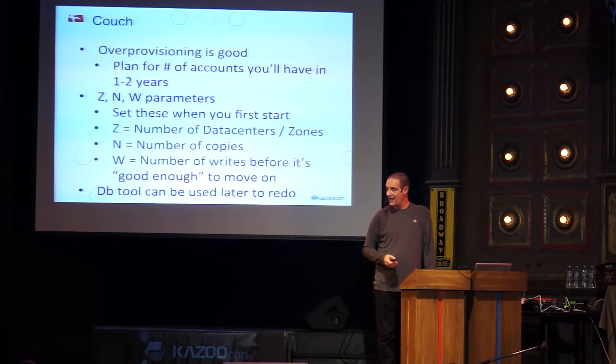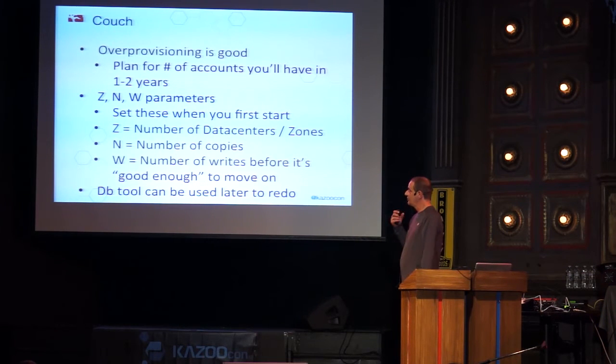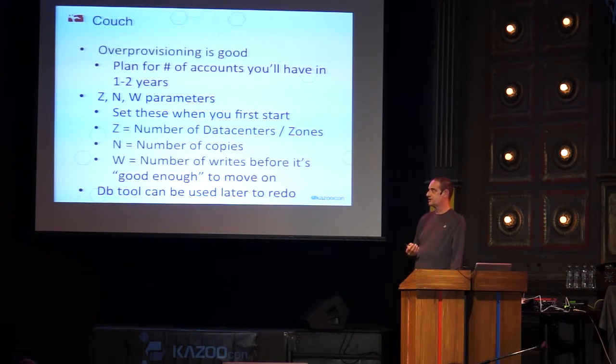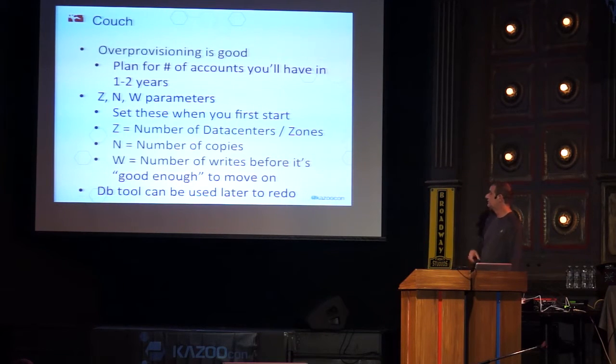And after how many writes does Couch say that it's good to go. So set this when you first start. The number of data center zones, but remember you can have more than one zone in the same data center, okay? The number of copies, the number of writes before it's good enough to move on. Later, you can find in the community repo, I believe, there's a DB tool that can help you reshard the whole database.